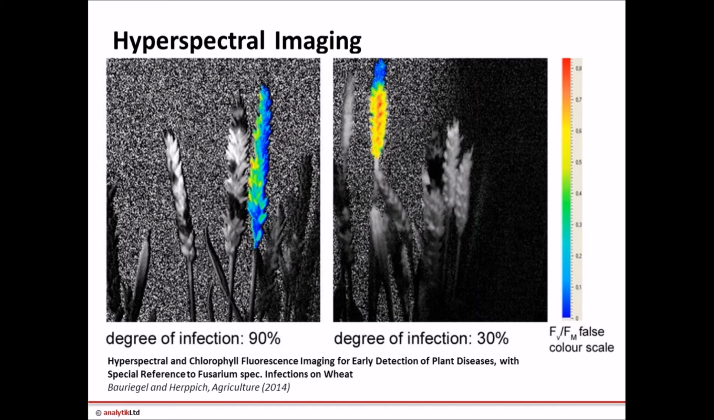Another point to note is that you get a degree of infection. It's quantified. It's not just is it infected or not. We can tell how infected it is. So these guys in their picture have indicated the degree of infection and color coded it again with this false contrast, false coloration that you always see.